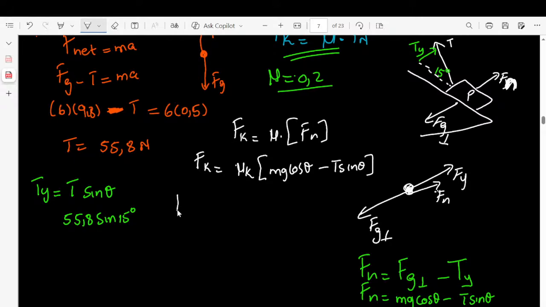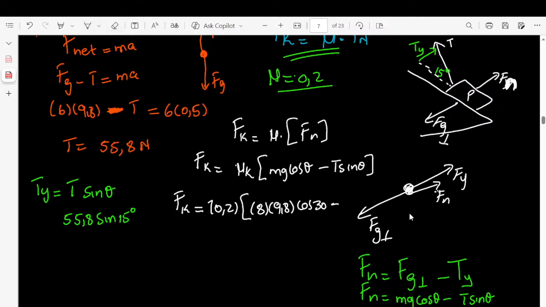So now look at this. My Fk is equal to the coefficient 0.2, the mass of this, it was 8, and then 9.8, the cos. Remember, this is your Fg perpendicular. We use the angle of the incline, which was 30. We minus, we don't have a space, guys.